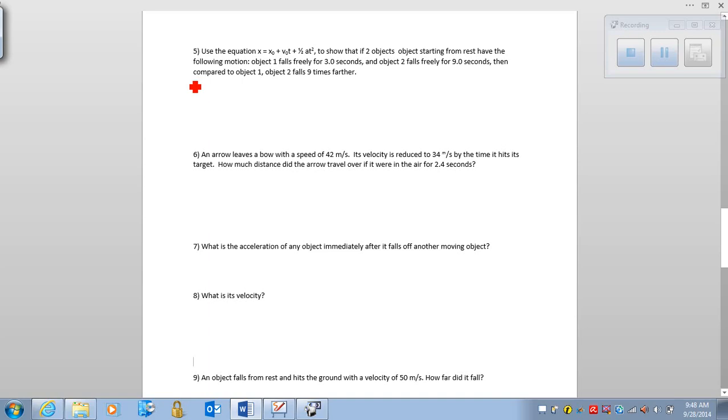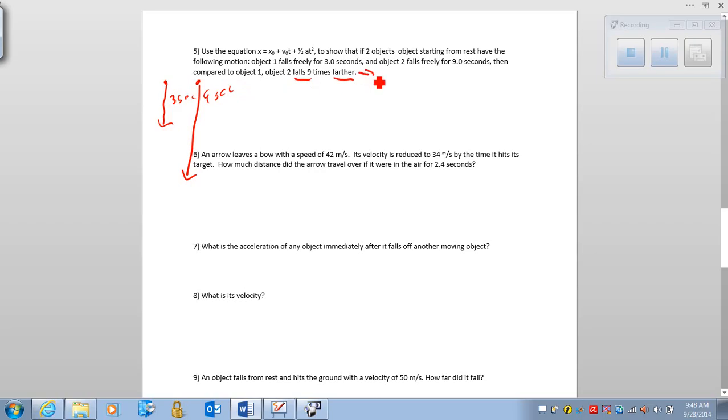So remember, draw yourself a picture. We have one object falling for 3 seconds. We have another object falling for 9 seconds. And the question is asking you about how far it falls. Object 2 falls 9 times further.